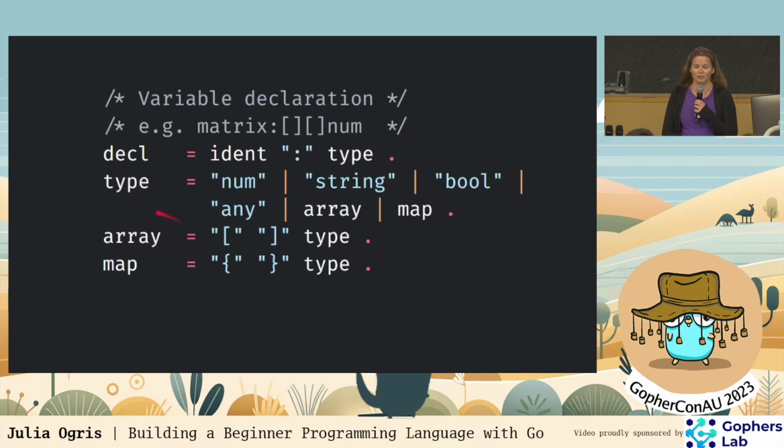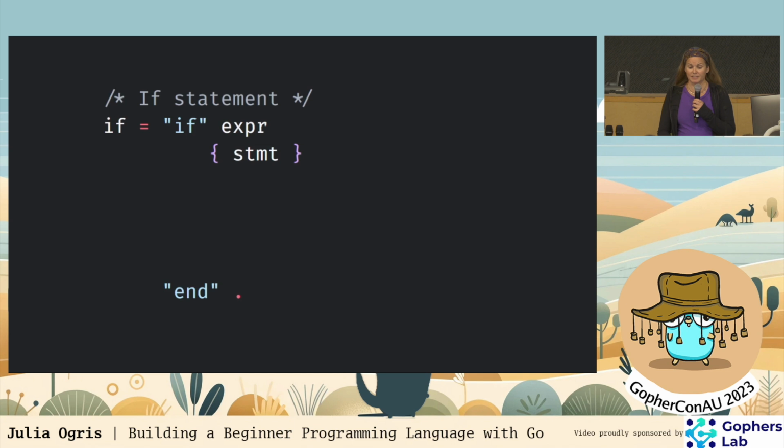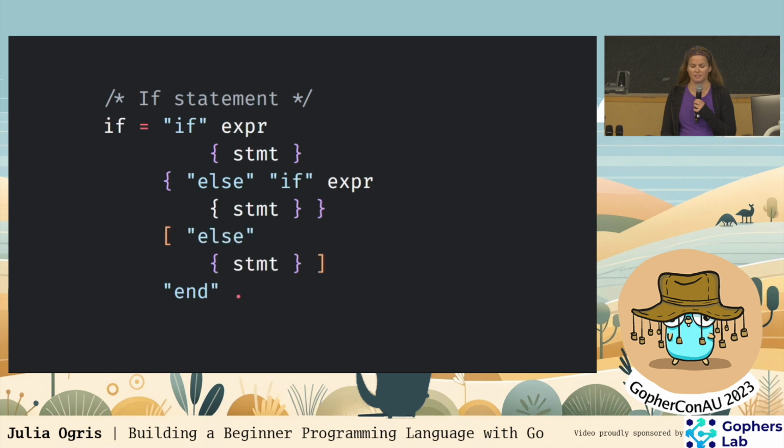Again, I want to draw attention to the fact that a type may be an array, and an array must contain a type. So this allows for arbitrarily deeply nested composite structures like the matrix variable up here that is of type two-dimensional number array. An if statement is a block statement and consists of further statements, starting with the if keyword, ending in the end keyword, a repetition 0, 1 or more times of else if branches, and a single optional else branch.